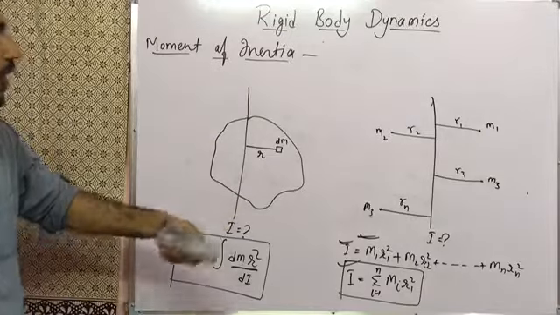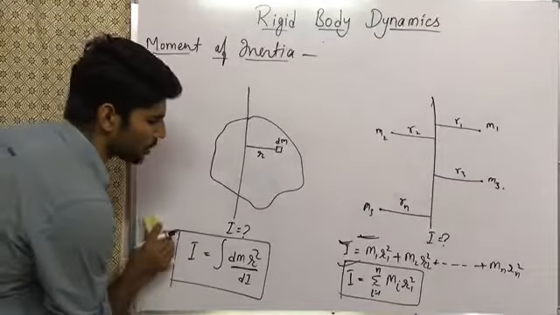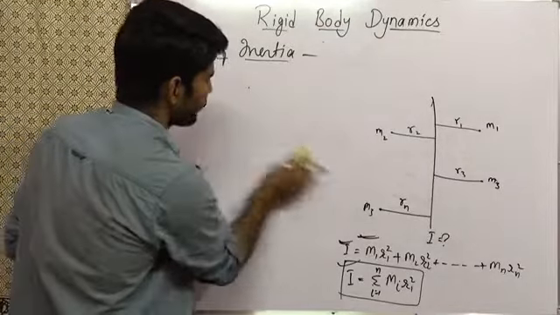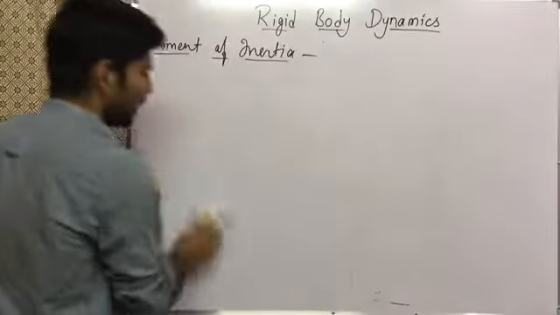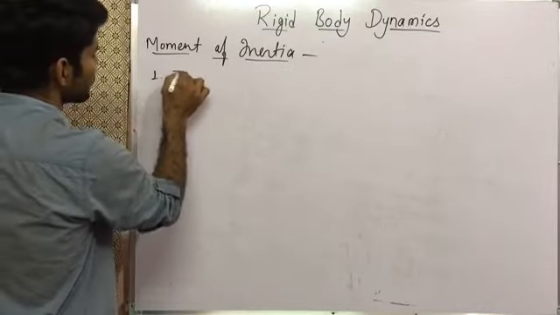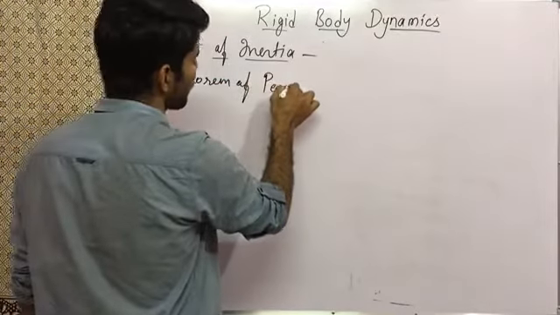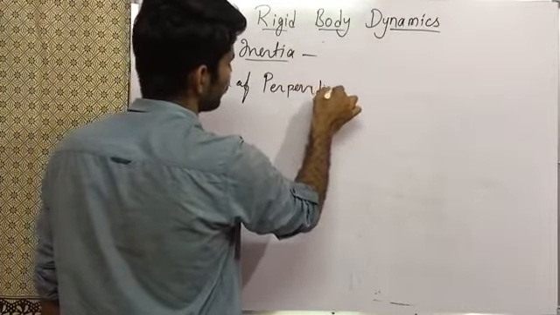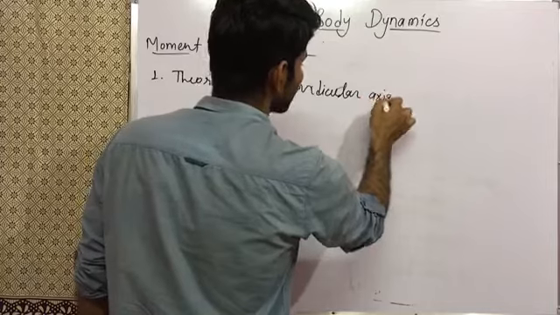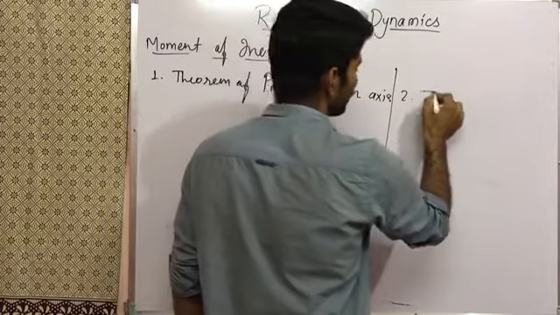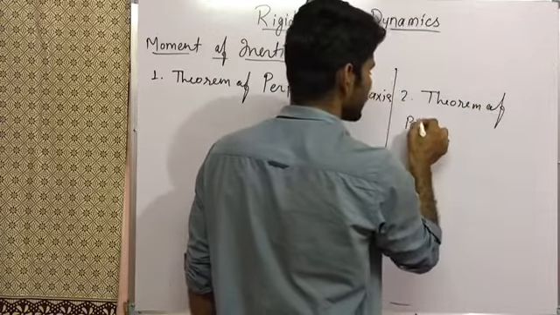But before going to derive the formula for a rigid body, we will go through two theorems of moment of inertia, which we need in the derivation. The first is the theorem of perpendicular axis, and the second is the theorem of parallel axis.